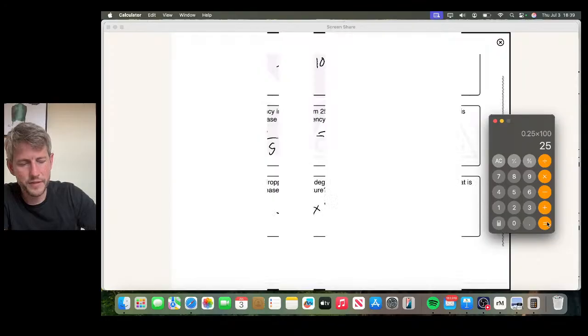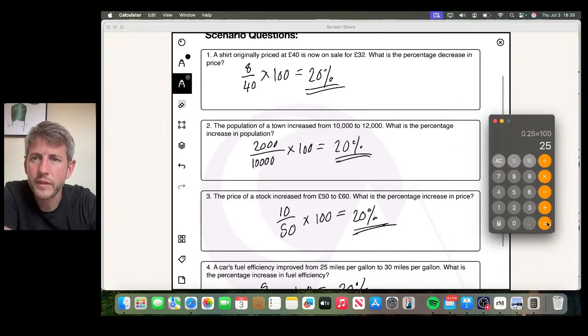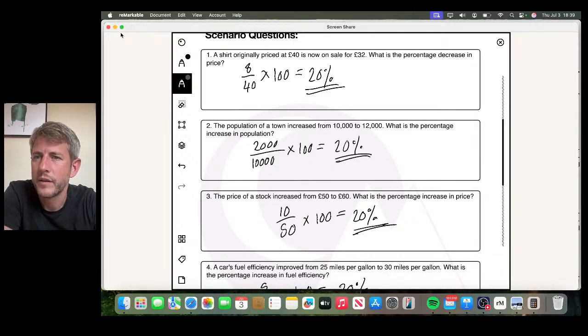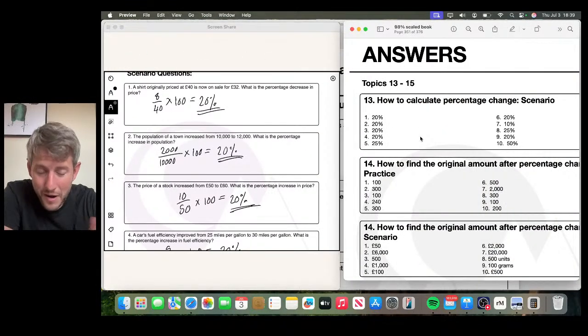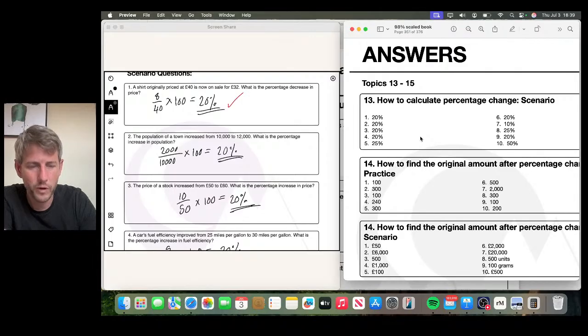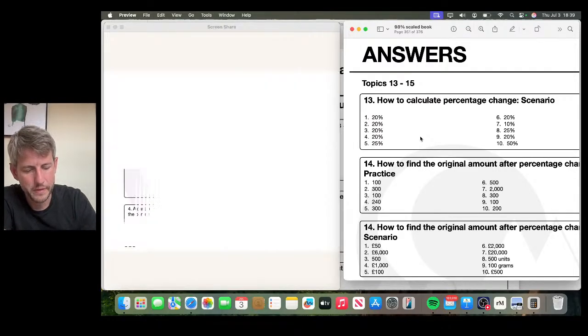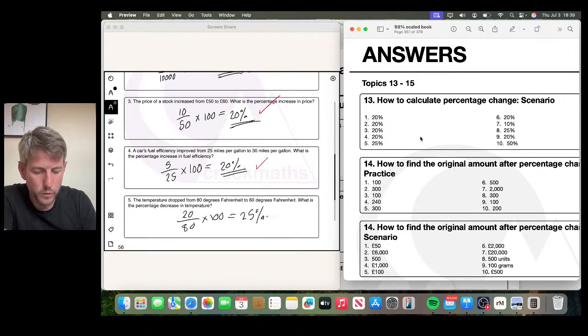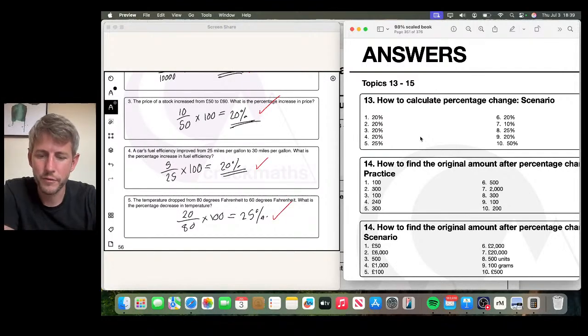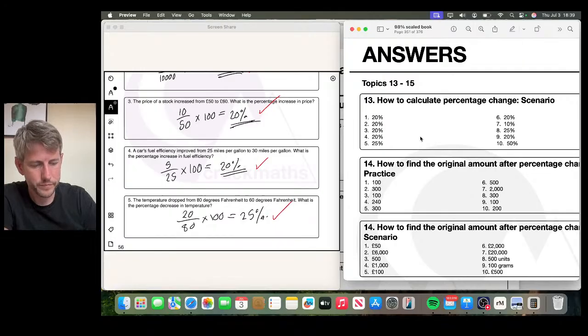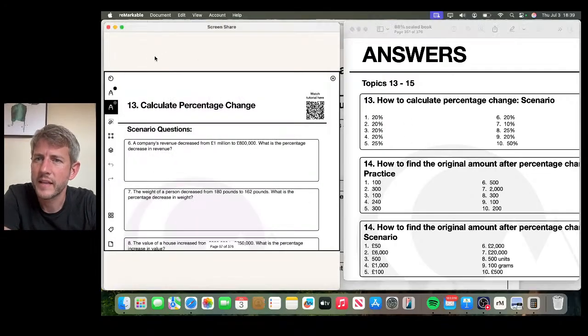Right, let's mark these and double check. Oh, no, these are good. So 20% for 1, 20% for 2, 20% for 3, 20% for 4, 25% for 5. Wonderful. Right, second step.